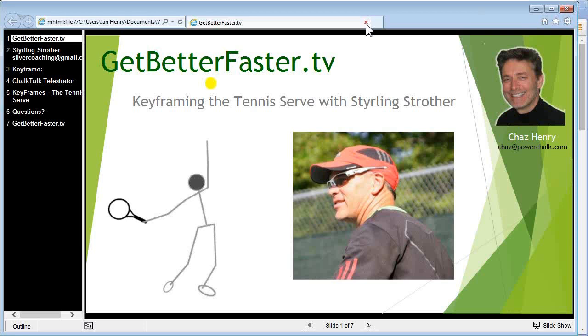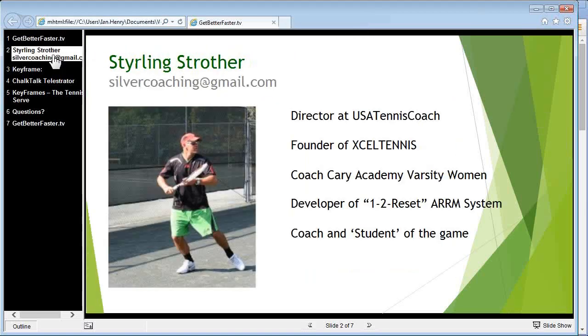I'm always impressed with guys who have taught at the high levels that Sterling has taught at and are still really students of the game. So I say that because when we met 2 months ago, Sterling called and he asked us about keyframes, specifically how to define a keyframe for the tennis serve.